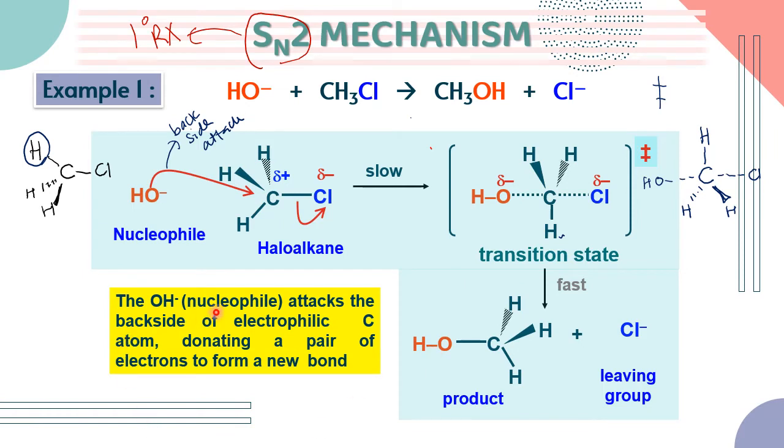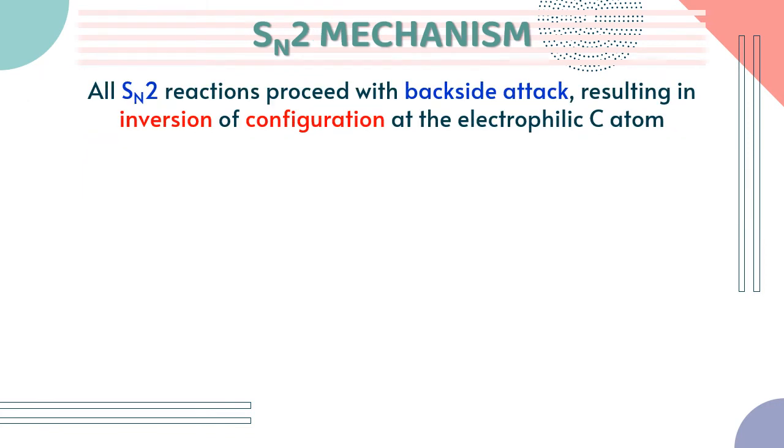So, the OH, the nucleophile, attacks the backside of electrophilic carbon. So, dekat sini tadi, electrophilic carbon atom, donating a pair of electrons to form a new bond. So, backside attack dekat sini. Okay, now, all SN2 reactions proceed with backside attack, resulting in inversion of configuration at the electrophilic carbon atom.